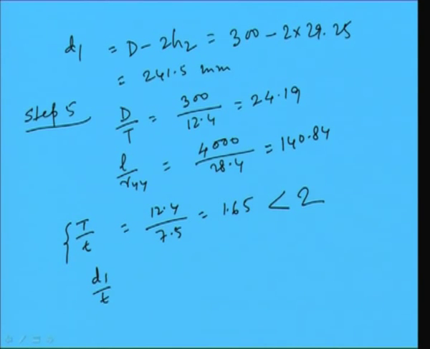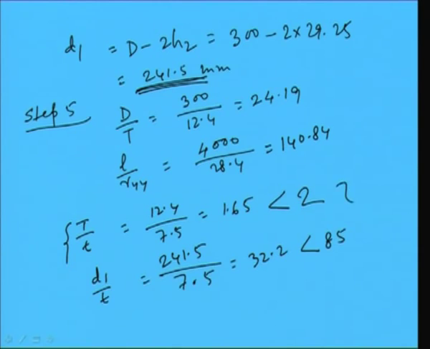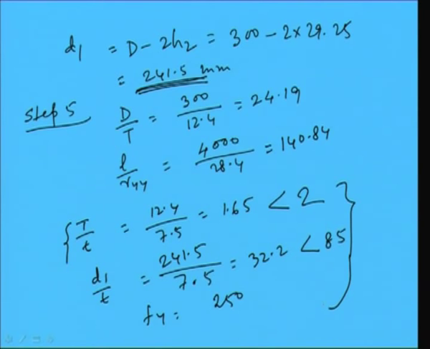Similarly, D1 by t, D1 we have calculated here as 241.5, by t, where t is the thickness of web, which is 7.5. So, this ratio is becoming 32.2, which is less than 85, right. So, these are the two conditions, and Fy is 250. With these three conditions, we can find out which table we have to refer, table 6.1a or 6.1b or 6.1c or D or E, because for different grades of steel and for different conditions of T by t and D1 by t ratio, we have to refer to a particular table.